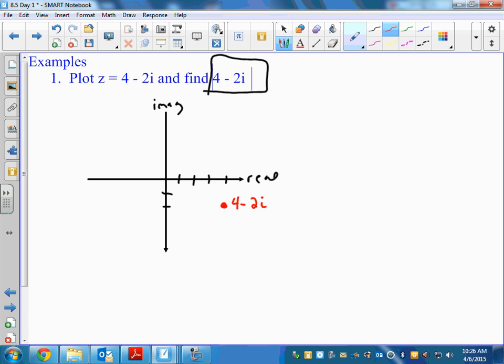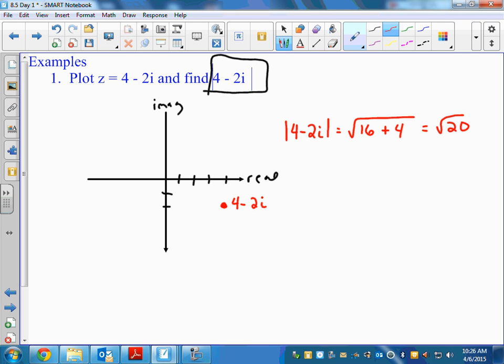You don't really have to label it, you just point there. And then find the distance, or the modulus, the absolute value of 4 minus 2i, which is just the square root of a squared plus b squared, which is just going to be the square root of 16 plus 4.